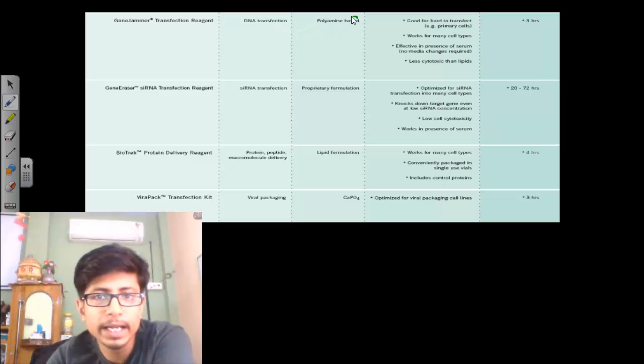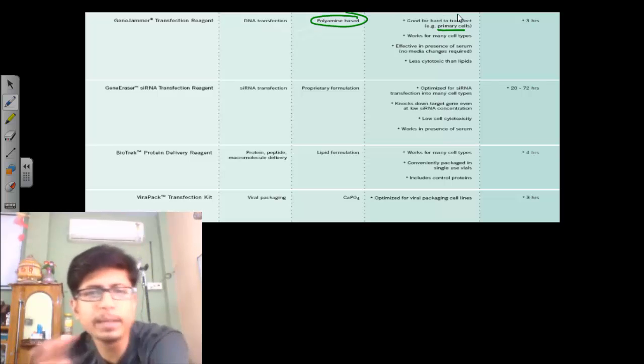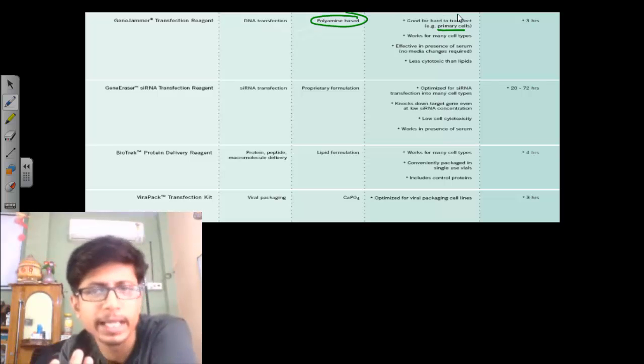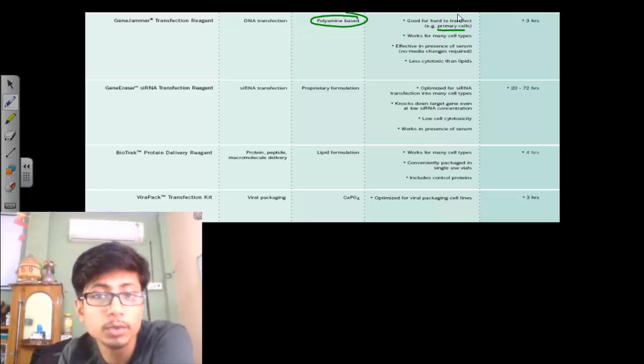And we can add polyamine based transfection, right? This is for all those cells which are hard to transfect, like cell lines, or primary cells, which are not that good at taking up any particle from outside. So for those cells we have polyamine based transfection, right? Also, this is effective in the presence of serum, and it takes about 3 hours. And it is not as cytotoxic as the lipid or liposome mediated process.